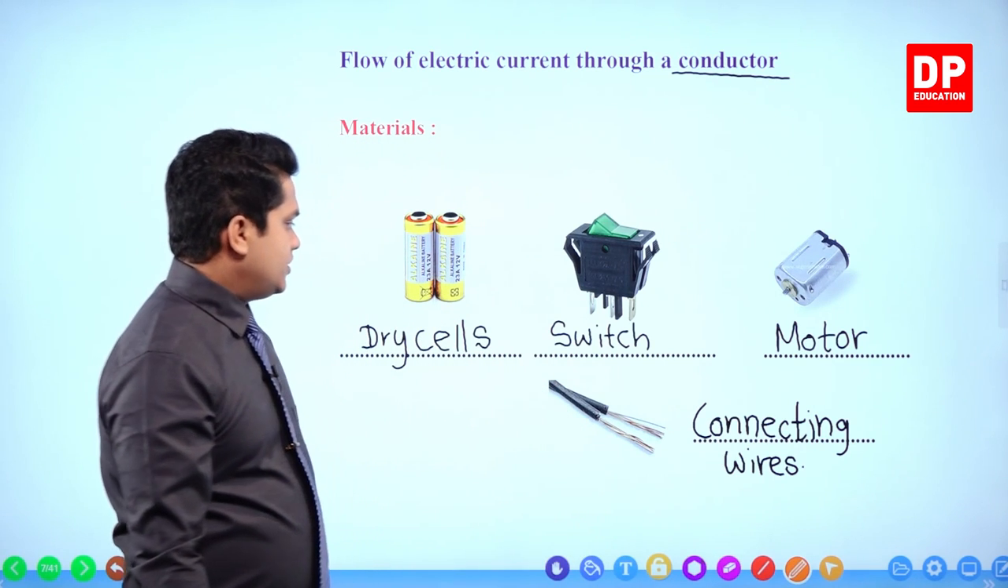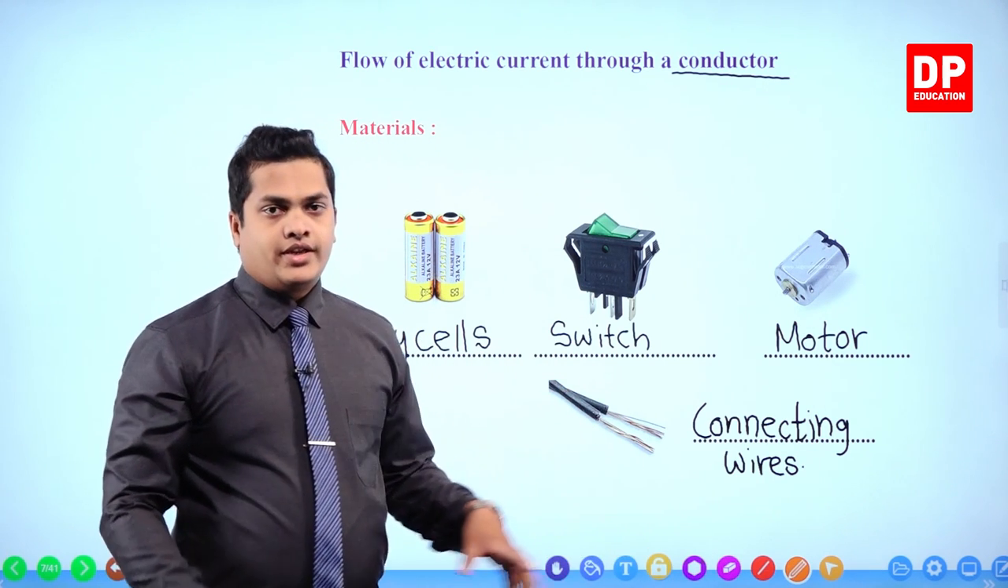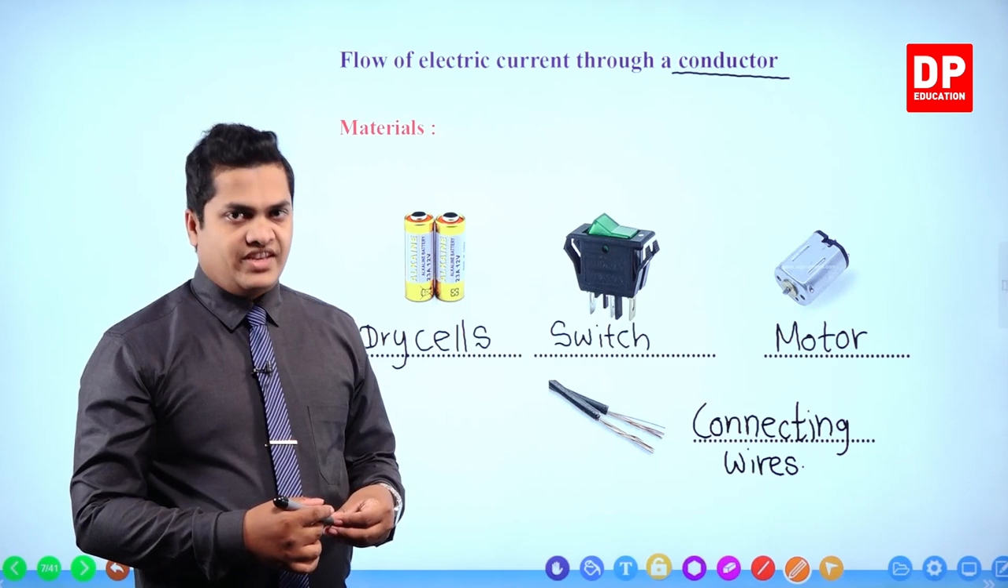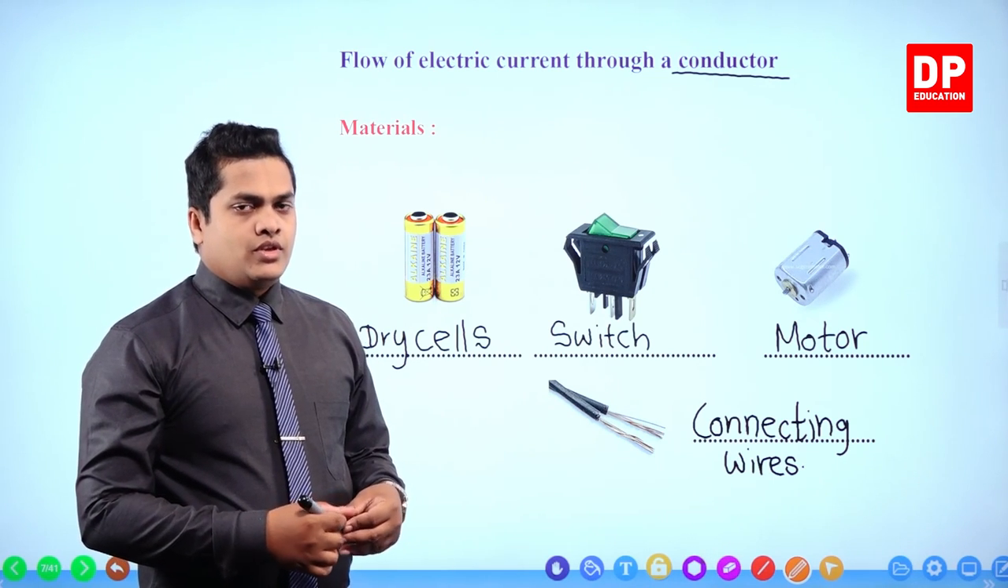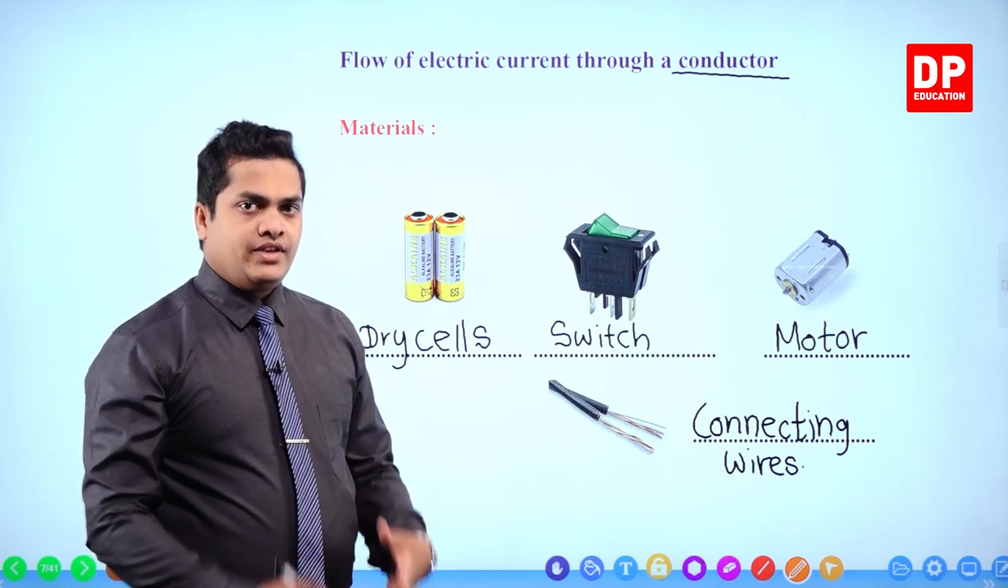Connecting wires. So, dry cell, switch, motor and connecting wires. These are the materials that we need. Okay. So, let's see how to conduct this activity.